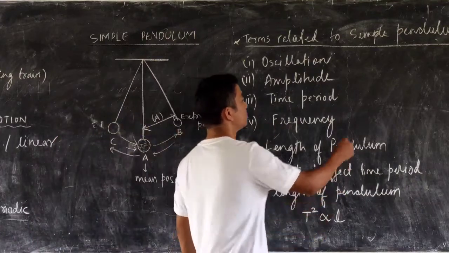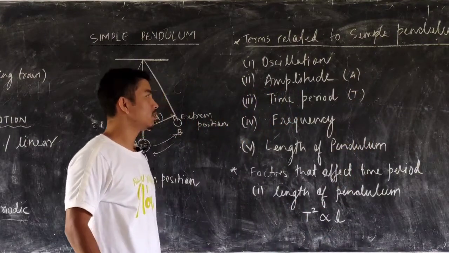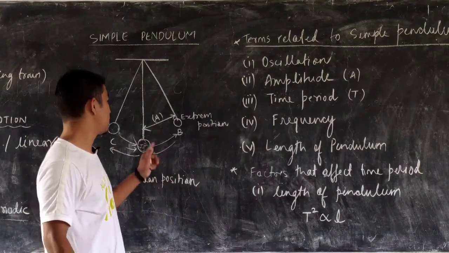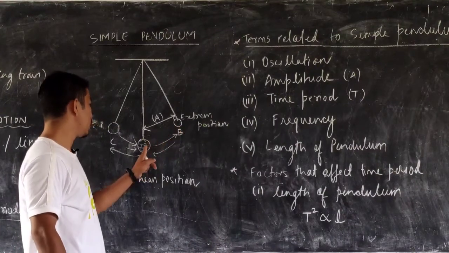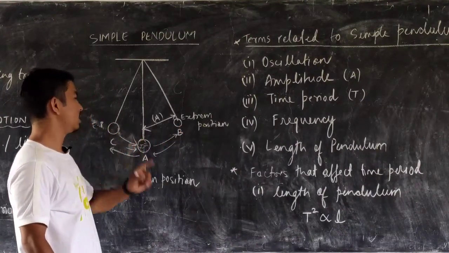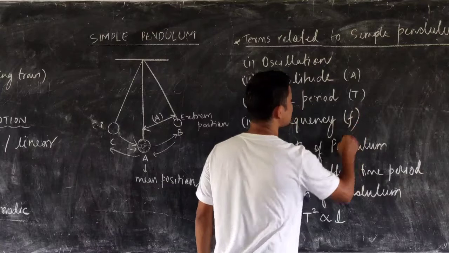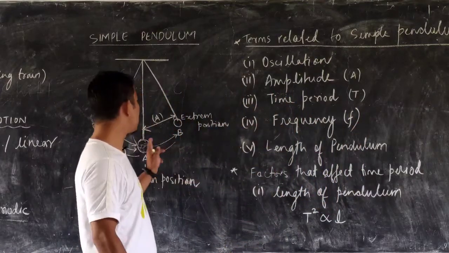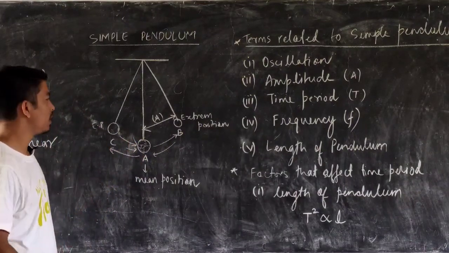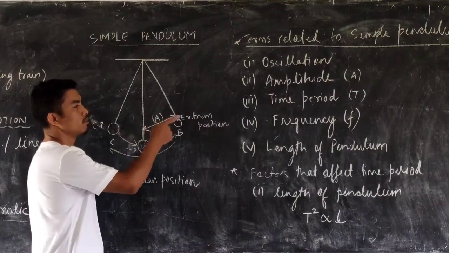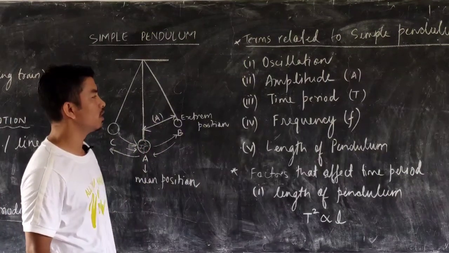Now coming to the time period, which is generally given by T. So what is time period? The time period is the time taken by the bob to complete one oscillation, like the time taken by this bob to travel from A to B, B to A, to C and C to A. Now coming to the frequency, it is generally given by F. What is the frequency? The frequency is the total number of oscillations that the bob makes in 1 second. Like if in 1 second the bob moves 2 times, then the frequency is 2. If the bob moves 5 times, then the frequency is 5.